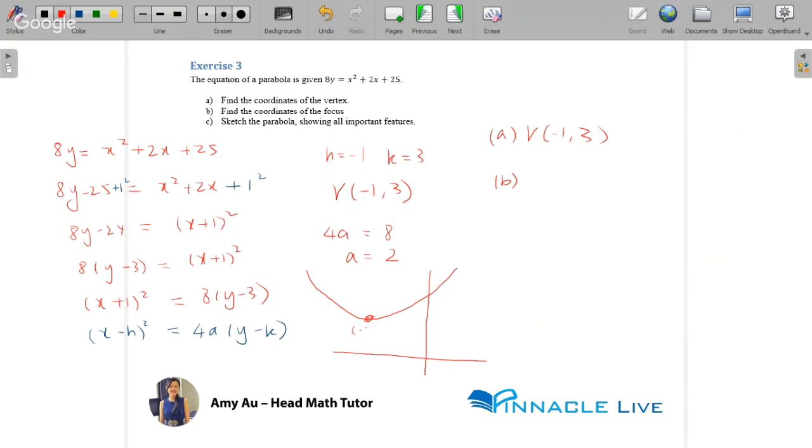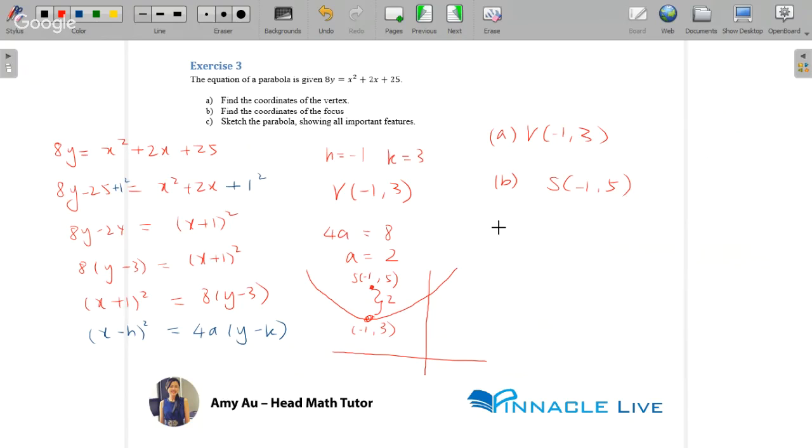Okay, so let's say it's here. It's the vertex. And focal length of 2 means focus is 2 units above it. So minus 1, add 2, so 5. Okay, so this should be 2 units. That's what focal length is. So your focus is minus 1, 5. And then C, sketch.